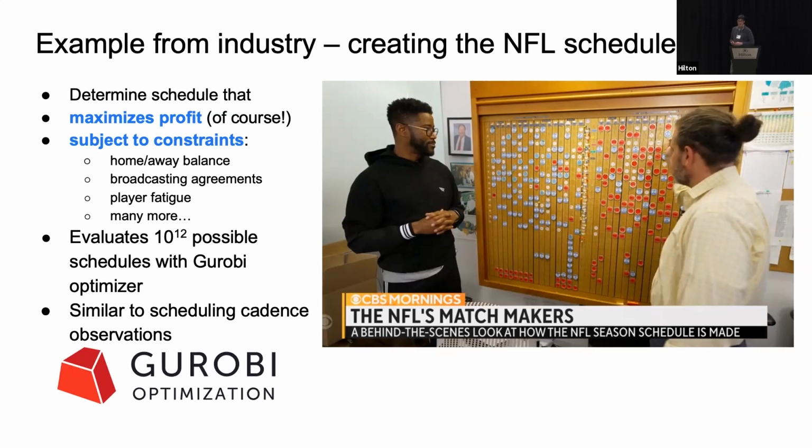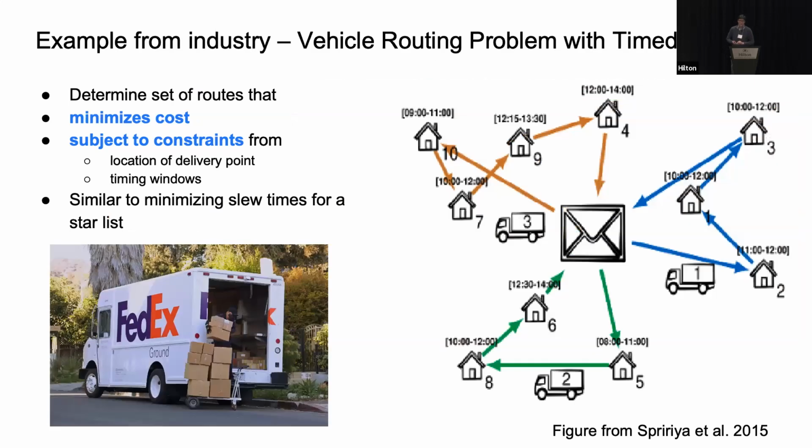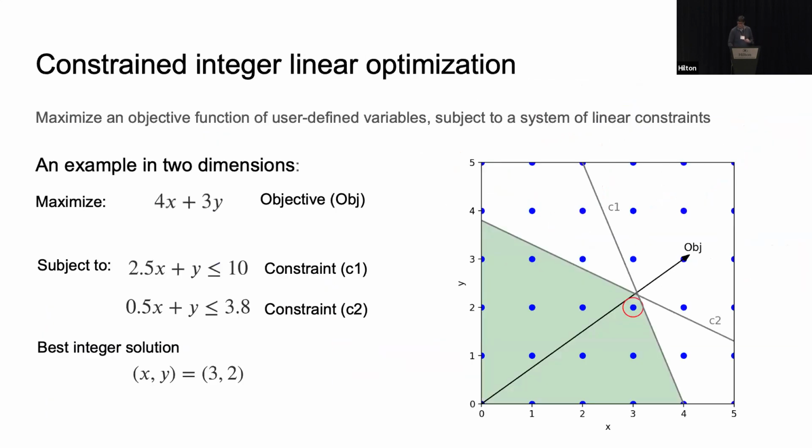And this is similar to the challenge of scheduling RV observations throughout a semester. Another related problem is the vehicle routing problem with time windows. When FedEx wants to distribute packages to a bunch of recipients within certain time windows, they need to figure out how to do this with the least amount of miles on their trucks. And this is similar to constructing a star list where the whole sky is moving above your telescope.